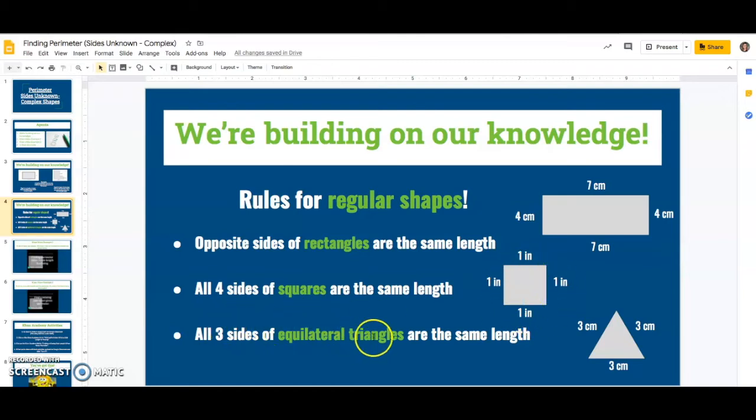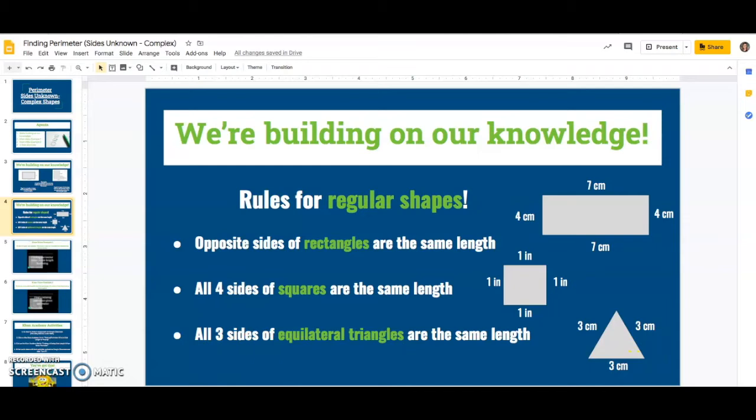And all 3 sides of an equilateral triangle. Equilateral triangles are ones that look like this, where all the sides are the same length. So I know if one side of this triangle is 3 centimeters, the other sides are 3 centimeters as well.